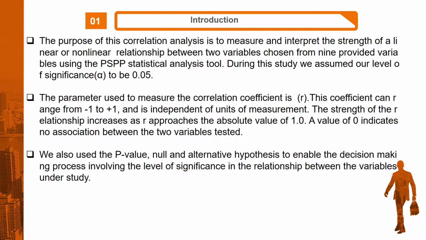So we are assuming our alpha here to be 0.05. What is the meaning of alpha? That's a question we have to answer here. Our alpha is the probability of rejecting the null hypothesis when it is actually true, or in other words, the probability of making a type 1 error.